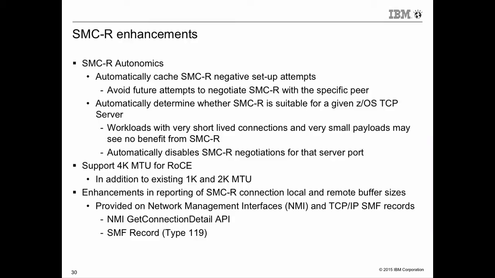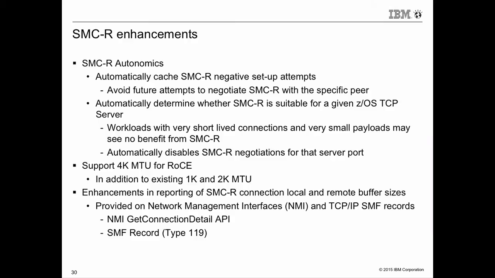The second feature we talked about was related to some workload or traffic patterns, specifically very short-lived connections with very small payloads that see no benefit from SMC-R. Today, we give you the ability on the port reservation statement in your TCPIP profile to turn off SMC-R on the server side for those workloads that would not benefit from the SMC-R protocol. One of the questions we got from customers is, how do I figure out which of my servers have short-lived connections with very small payloads?